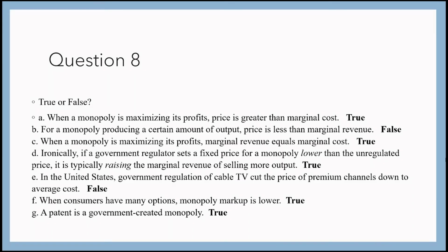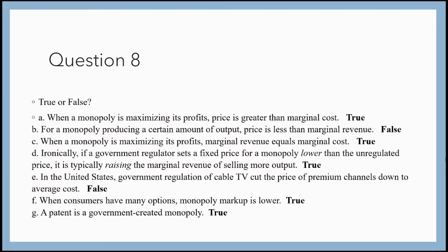Question 8 asks true or false. When a monopoly is maximizing its profits, price is greater than marginal cost. This is true because marginal revenue is equal to marginal cost and the price can be driven up. For a monopoly producing a certain amount of output, price is less than marginal revenue. That is false. When a monopoly is maximizing its profits, marginal revenue equals marginal cost.